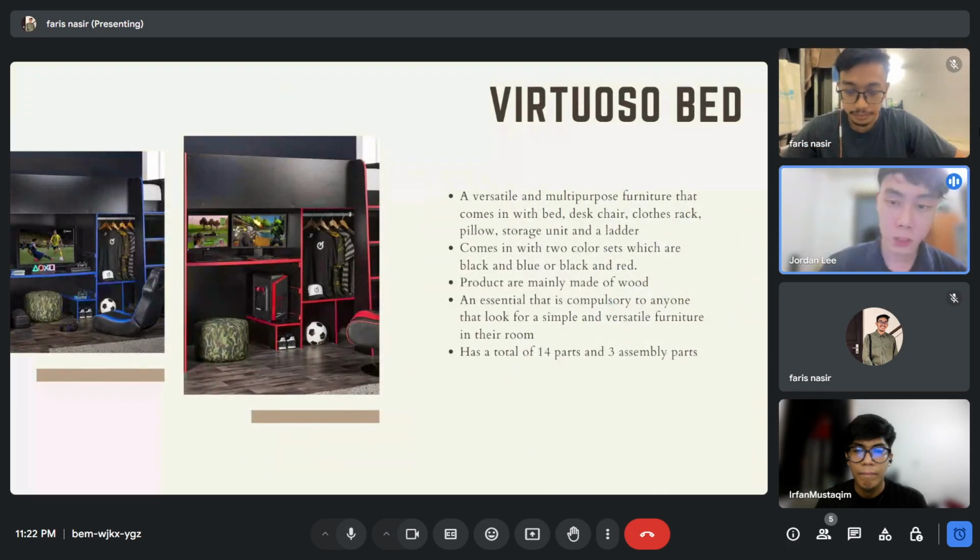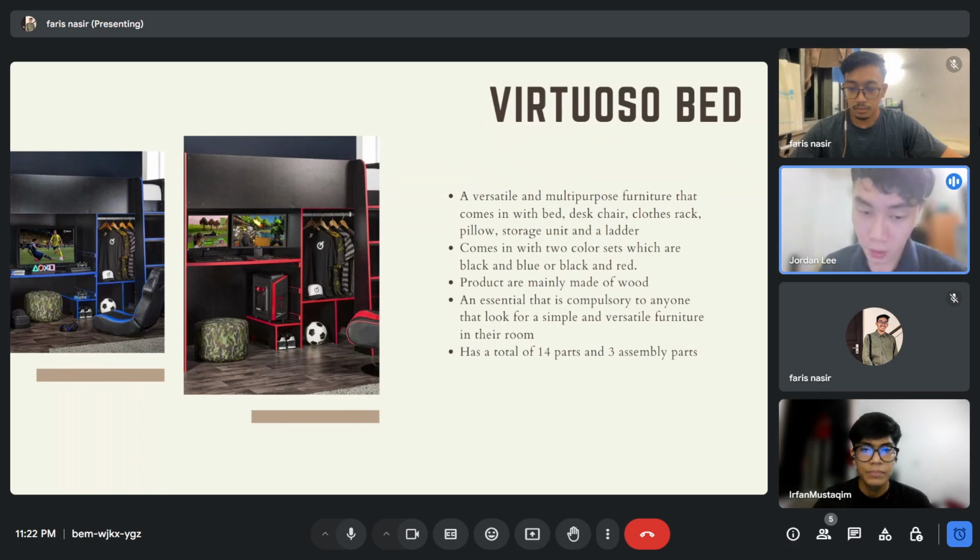So the second product will be the vertical bed. It is a versatile and multi-purpose furniture that comes with a bed, desk, chair, clothes rack, pillow, storage unit, and a ladder. It also comes in 2 sets of colors, black and blue or black and red. The product is mainly made of wood, and is essential for anyone who looks for simple and versatile furniture in their home. It also has 14 parts and 3 assembly parts.